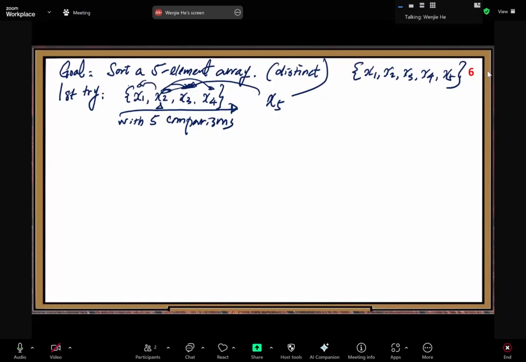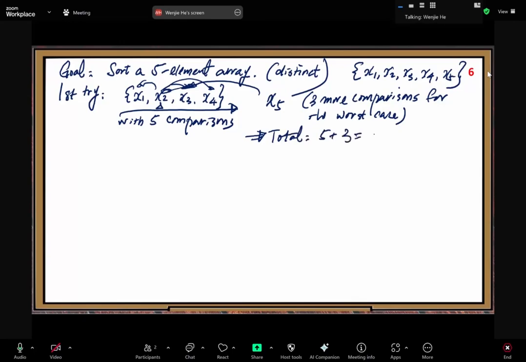So for the worst case, you need 3 more comparisons. Then the total for this solution is 5 plus 3, you get 8 comparisons. This one, you get 8 comparisons.